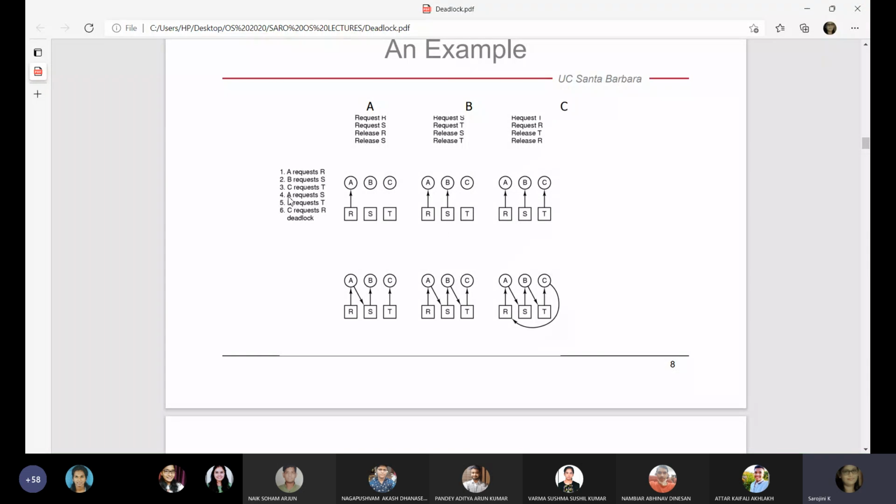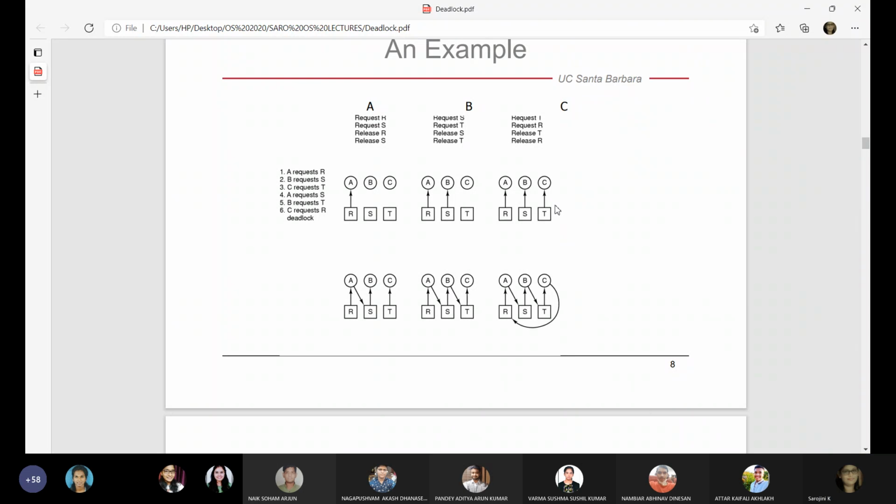Third request, C requests T. Now process C is requesting T. It will get it, because resource T is free now. It is not currently allocated to any of the processes. So C requested T, and yes, it got allocated. After allocation, the graph will be like this. Now currently A is holding R, B is holding S, C is holding T.